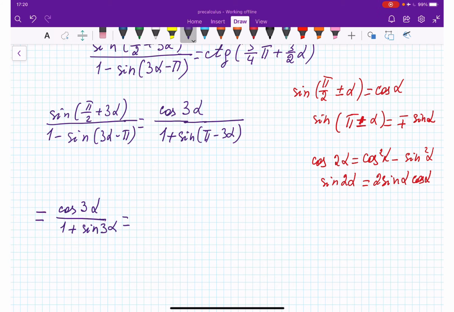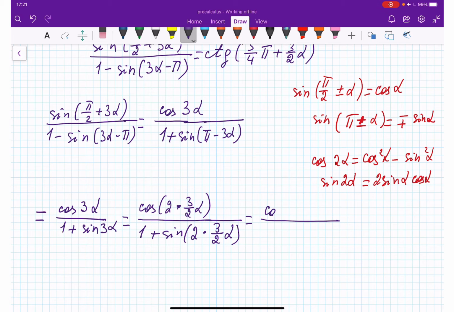So for this very reason, I'm going to write down cosine of twice 3 over 2 alpha, right? Multiply and divide by 2, not to disbalance the argument. And 1 plus sine of twice 3 over 2 alpha. And this is going to be equal to cosine squared 3 over 2 alpha minus sine squared 3 over 2 alpha. And here I am getting 1 plus 2 sine 3 over 2 alpha cosine 3 over 2 alpha.